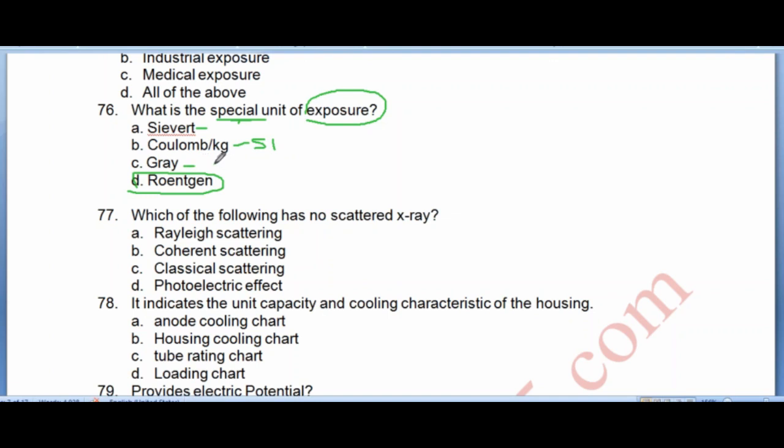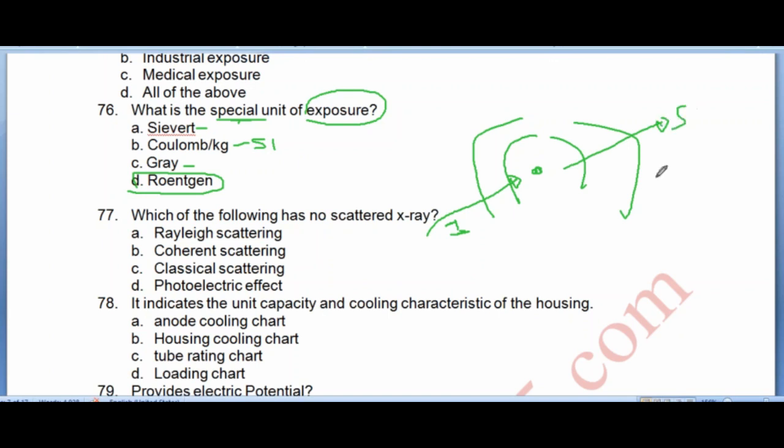Next. Which of the following has no scattered X-ray? Wala po siyang scattered X-ray. Ang sabi po natin, halimbawa, pag ito po yung ating atom, pag pumasok po siya, ang tawag sa kanya ay incident. Hindi po ba? Incident X-ray, incident photon, incident electron. Pag lumabas na po siya, ang tawag sa kanya ay scattered radiation, scattered photon, or scattered electron. So, alin po daw dito sa mga given na choices ang walang scattered X-ray?